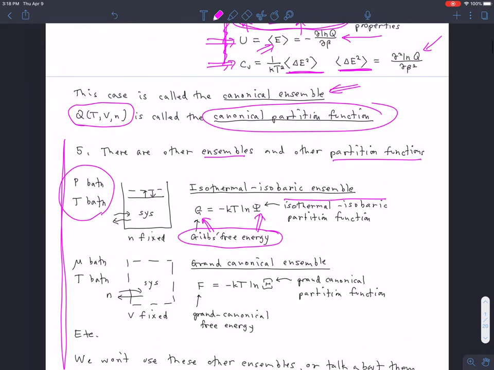So in all these cases, you can see down here for the next partition function too, we have some kind of free energy, some kind of partition function, and the free energy is basically just the log of the partition function for each of these cases.